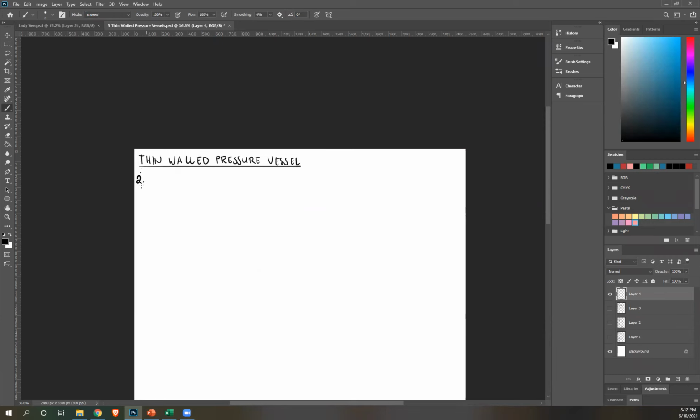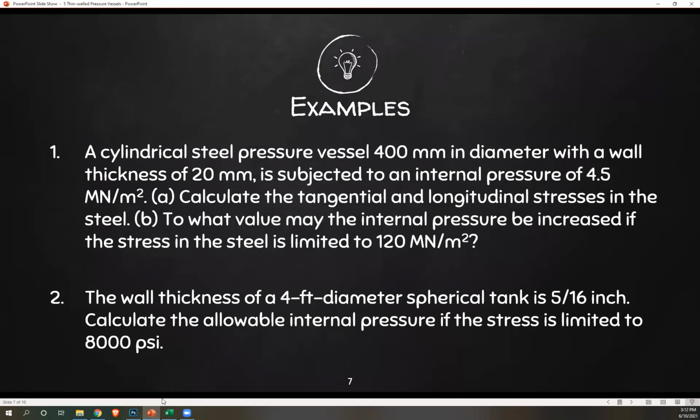So now number 2. I'm going to take recitation now, ready your calculators. Number 2, the wall thickness of a 4 feet diameter spherical tank is 5/16 of an inch. Calculate the allowable internal pressure if the stress is limited to 8,000 psi. So again, we're looking for pressure given maximum stress.